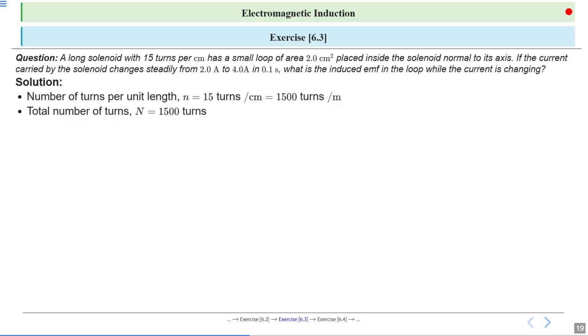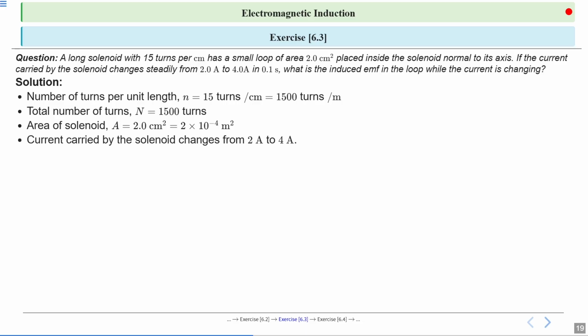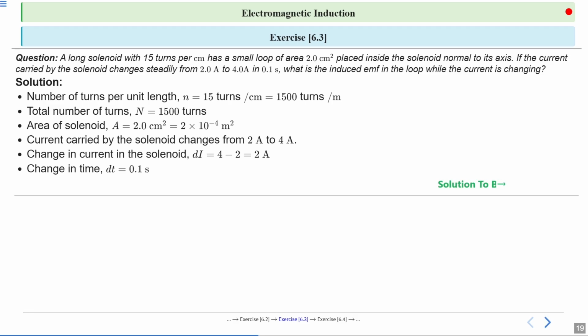So it is of no use actually. The area of the solenoid A equal to 2 centimeter square equal to 2 into 10 to the power minus 4 meter square. The current carried by the solenoid changes from 2 ampere to 4 ampere. That means the change in the current of the solenoid is dI, which is equal to 4 minus 2, 2 ampere. The change in time is 0.1 second, dt equal to 0.1 second.